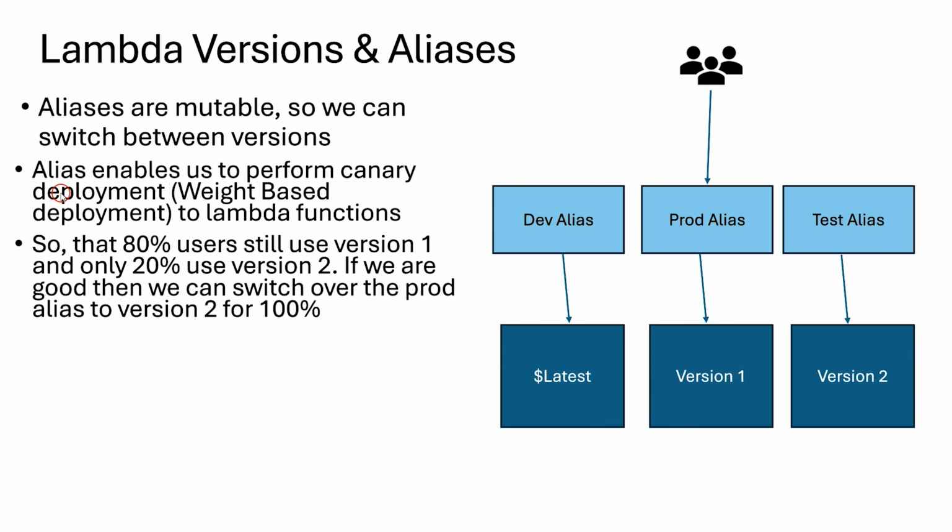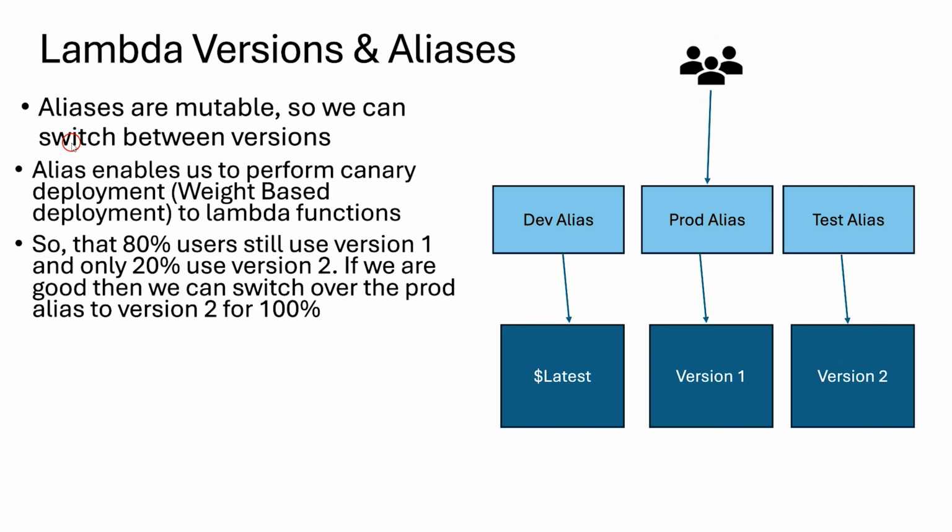Now aliases enable us to perform canary deployment. We understand what an alias can do: you can switch one version to another version, and end users need not change anything because they are using the prod alias only. But if you change it, you can switch inside Lambda to use version 2, so that they can directly access version 2 instead of version 1.